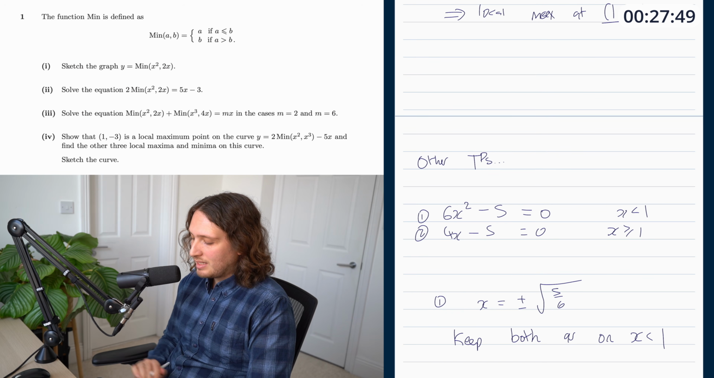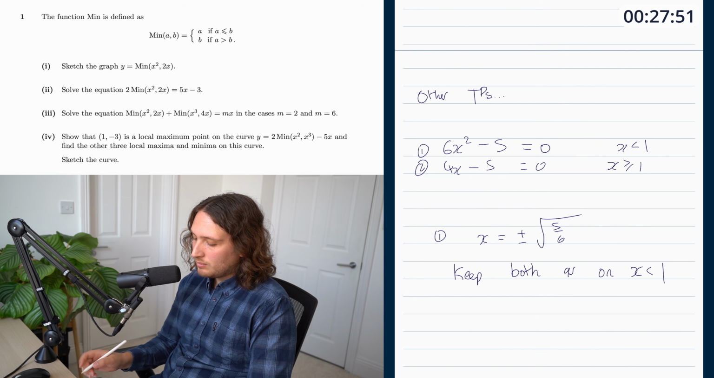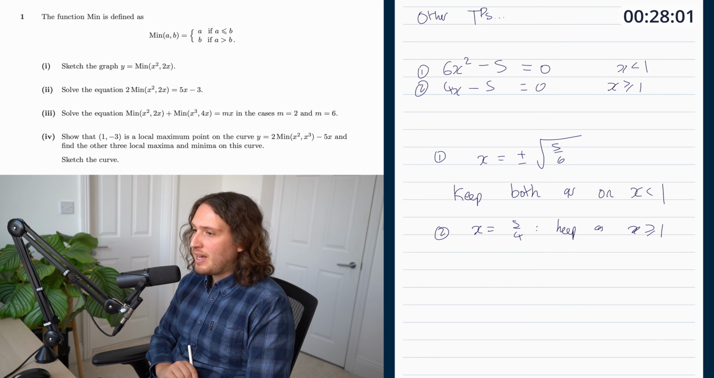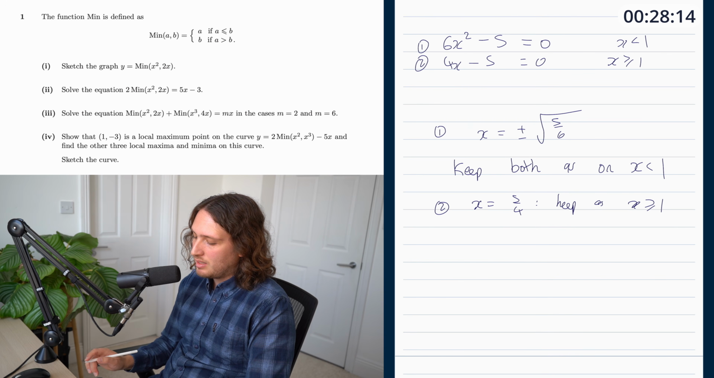As they're both on x less than 1. And then the second case gives me x equals 5/4, and I'm going to keep it as x is at least 1. Right, so I found the x coordinates. They have said to find the 3 other maxima and minima. So I suppose I had better work out the y coordinates as well.